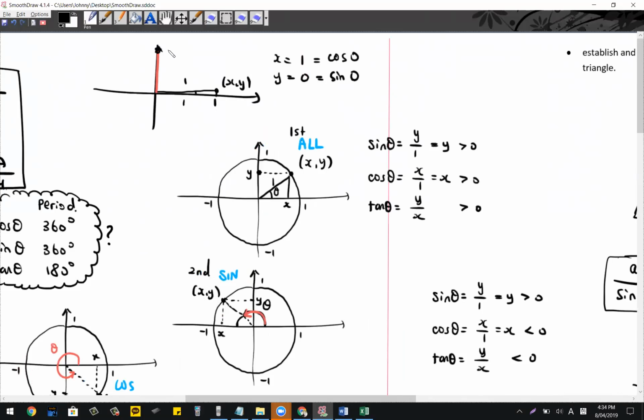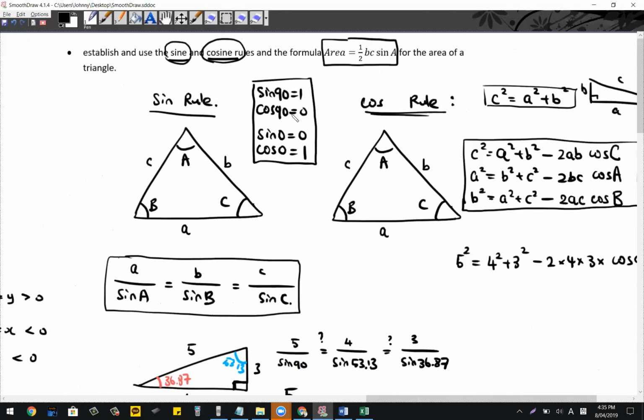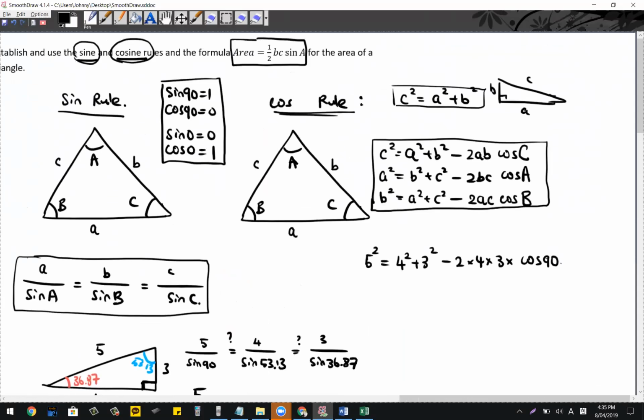But in this situation, you can see that x is 0, but y is 1, isn't it? So that's 1. It's part of the circle. So therefore, in this case, this is cosine 90, and this is sine 90. That's why sine 90 is 1 and cosine 90 is 0. Okay, so you get that. Anyway, cosine 90 is 0, so this whole term is 0.